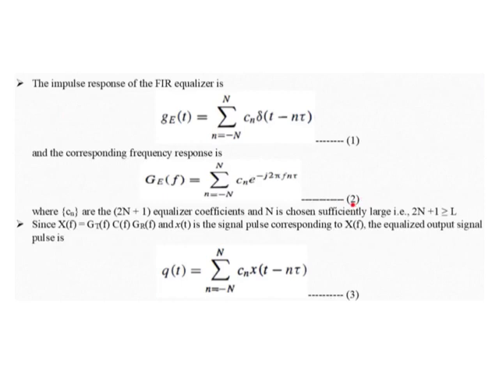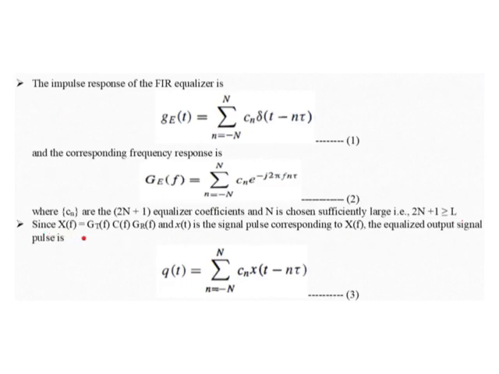In these equations, the sequence Cn are nothing but the 2N plus 1 equalizer coefficients, and N is chosen sufficiently large. The value of N can be taken such that 2N plus 1 is greater than or equal to capital L.